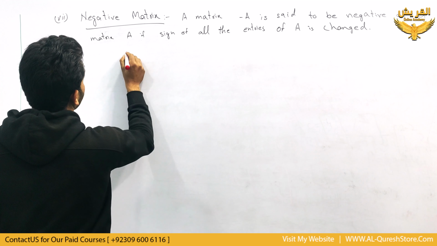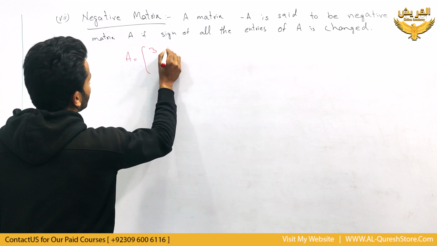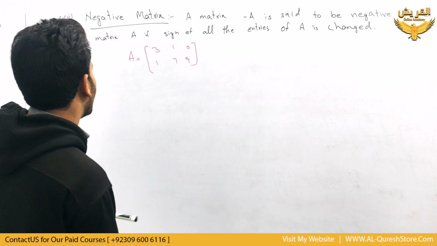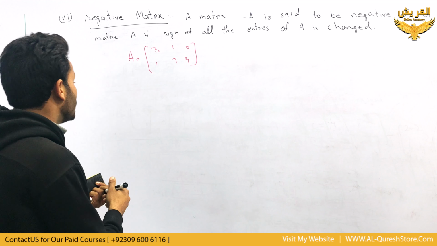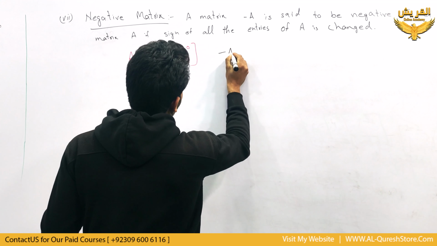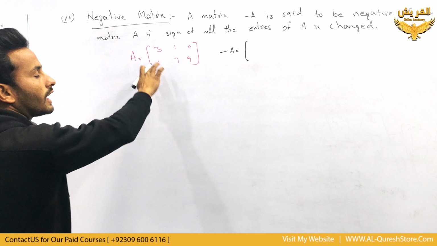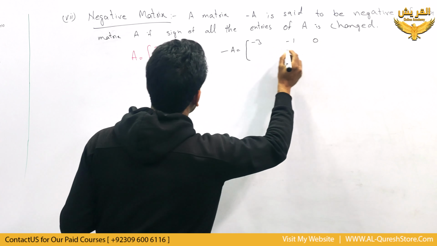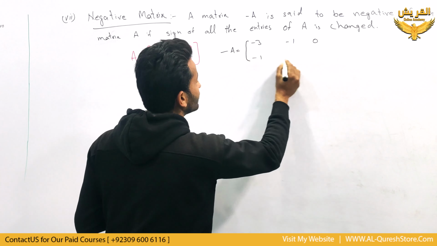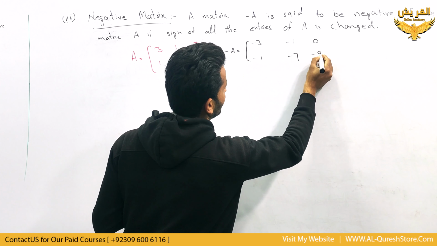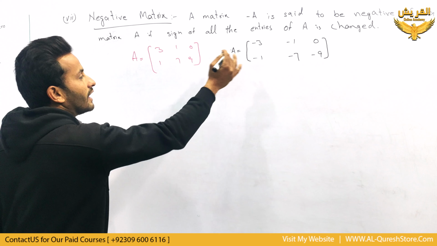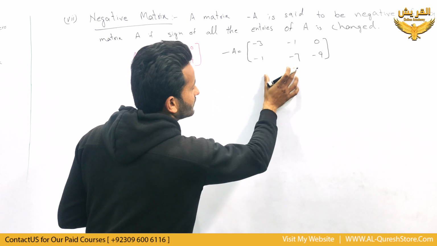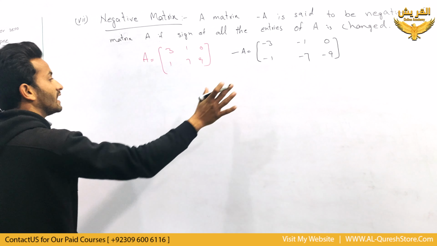Suppose we have a matrix A: 3, 1, 0, 1, 7, 9. We can see there the negative of a matrix, minus A, has the sign of all the entries changed. 3 changes into minus 3, 1 changes into minus 1, 0 remains the same, 1 changes into minus 1, 7 changes into minus 7 and 9 into minus 9. So this is called the negative of a matrix. This is the matrix A, and minus A is the negative of this matrix A.